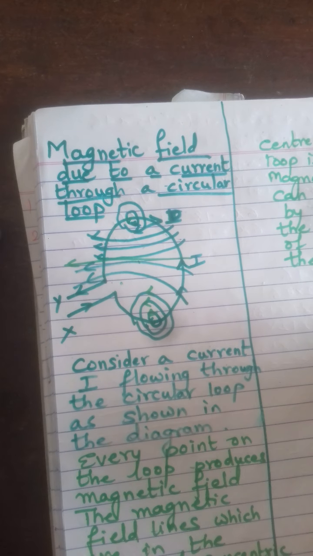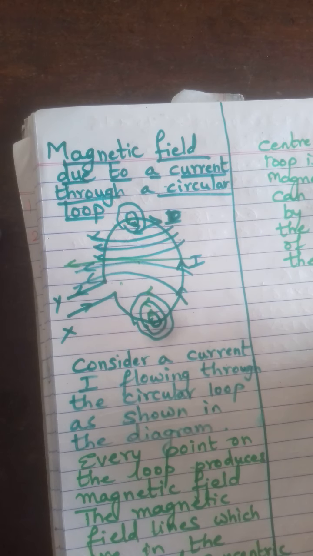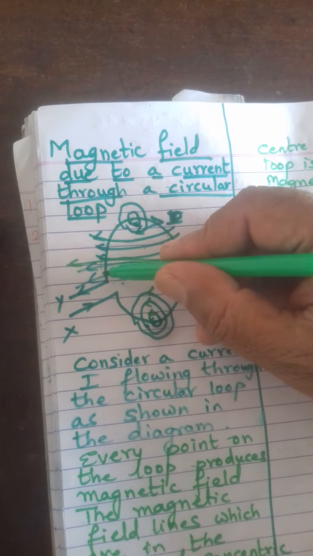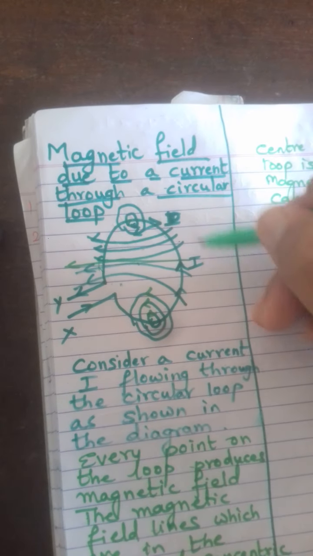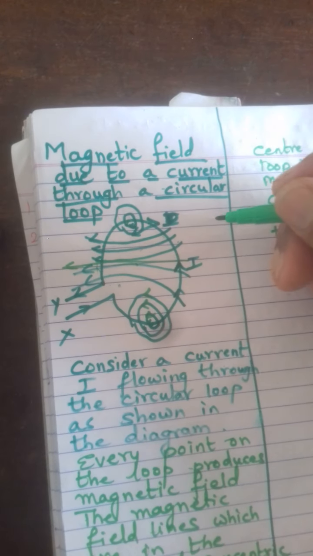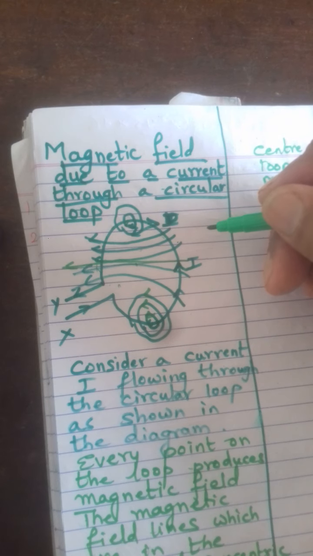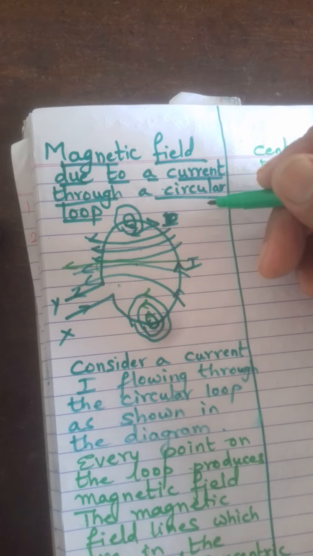This magnetic field can further be enhanced or increased by increasing the number of turns of the loop. We can increase the number of turns of the wire here. If you increase the number of turns by n, then the magnetic field increases n times. This is the main advantage of current through a circular loop. Why circular loops are used.